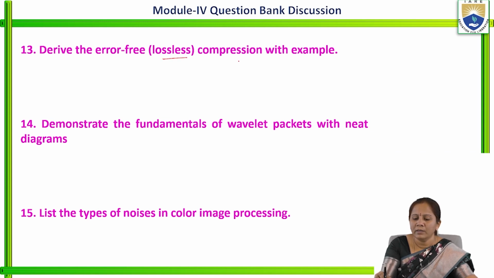And derive error-free compression with example. Error-free compression is also called lossless compression. So here we have to explain about lossless compression. With example means we have to consider some values and see what error is available, how much amount of error is available. So we have to calculate by considering an example. In the previous sessions, we have solved two examples related to lossy compression as well as lossless compression. That example can be considered here and we can explain this lossless compression.